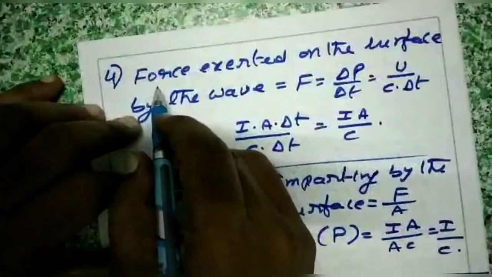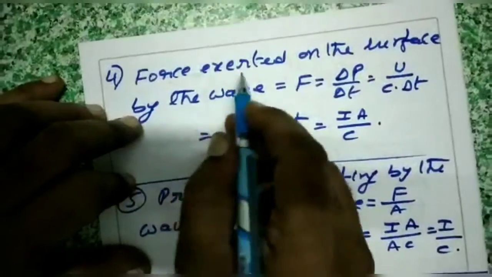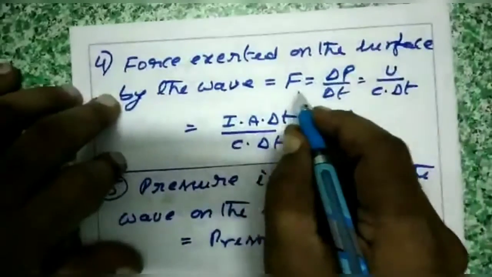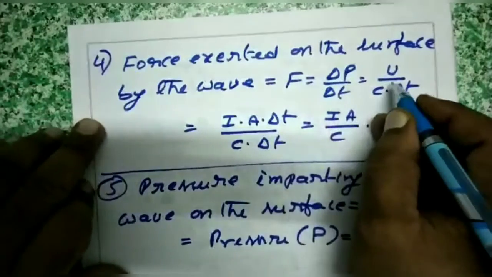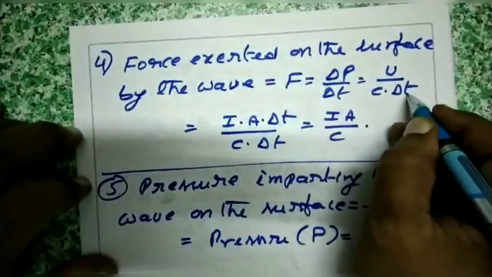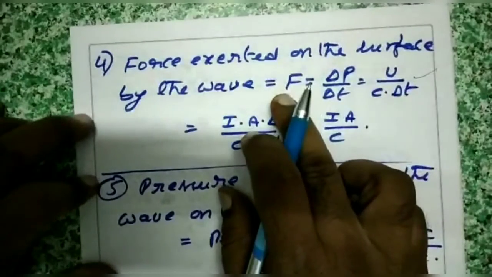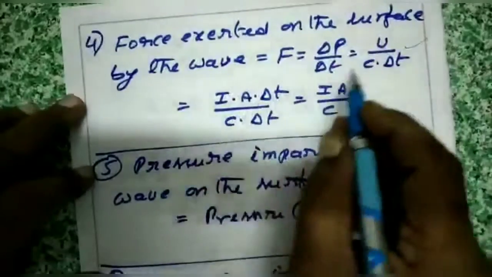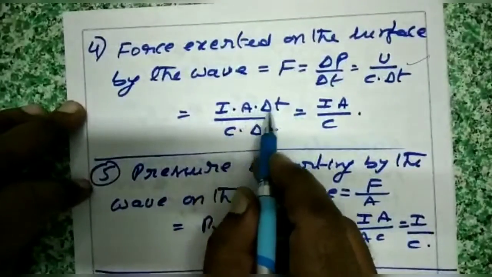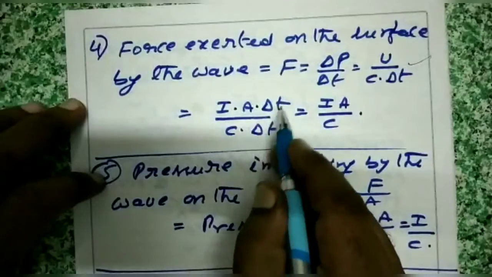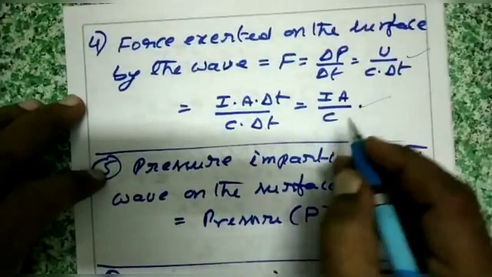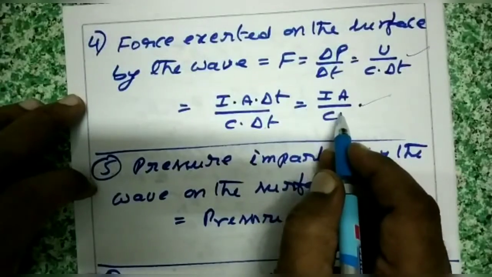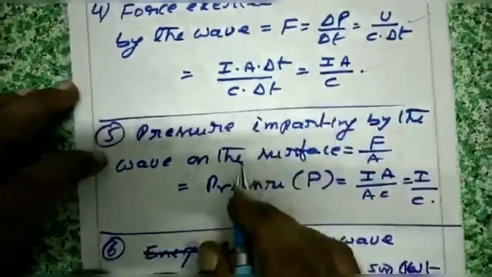Next point, when momentum is exerted on the surface by the wave, then it is applying a force. So the force exerted on the surface by the wave is given by change in momentum by time taken, by Newton's second law. Change in momentum, how much you got? U by c, by time taken delta t. So this is the expression for force acting by any wave on the surface when the wave is absorbed. Then energy we can write as intensity into area into delta t, by c into delta t. Delta t got cancelled, so it is I into A by c. So this is the expression for the force acting by the wave on any surface when it is absorbed.